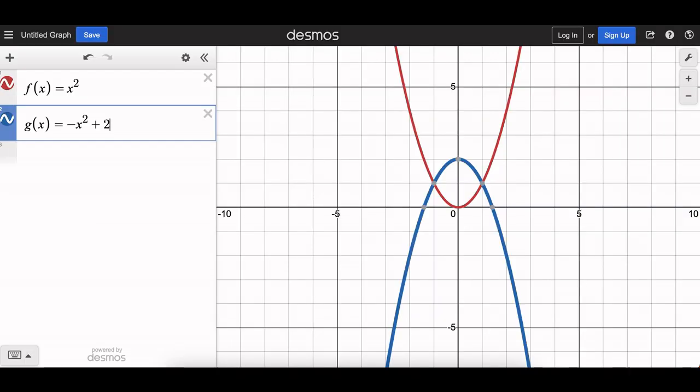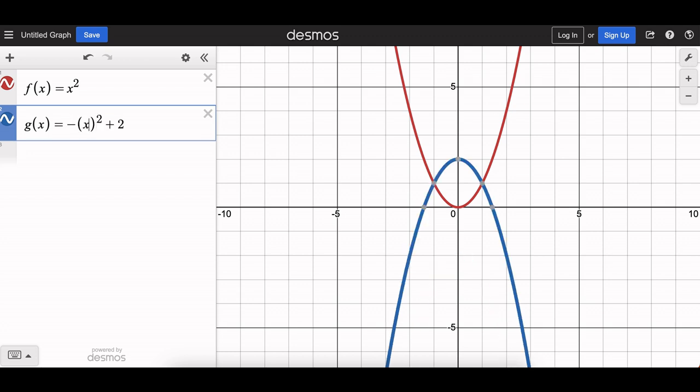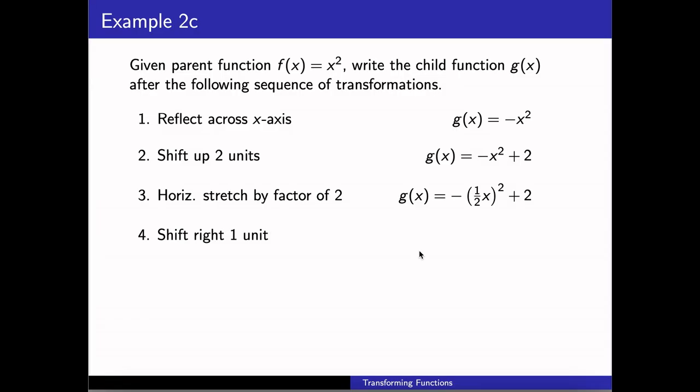For our third step, we want to stretch it horizontally by a factor of 2. So again, we're going to replace the x with 1/2 x. And again, it widened out the graph, so now it's twice as far from the y-axis as it was originally. And then finally, we're going to shift this right 1 unit. So again, we're going to replace our input x with x minus 1. And here we have our final function for g of x.